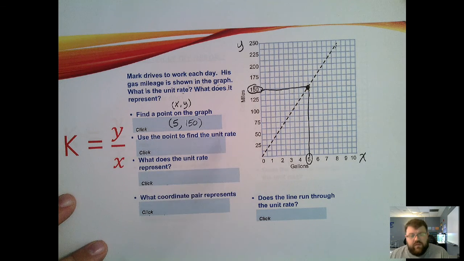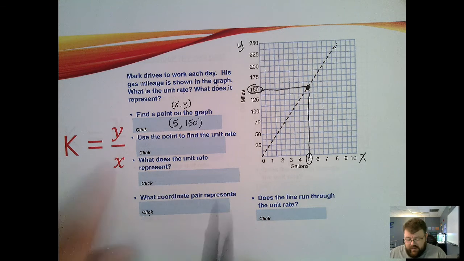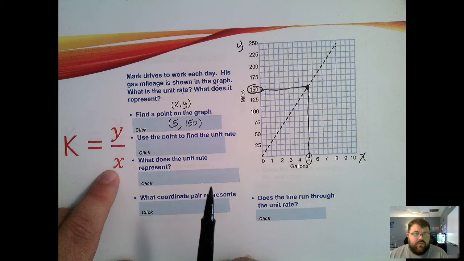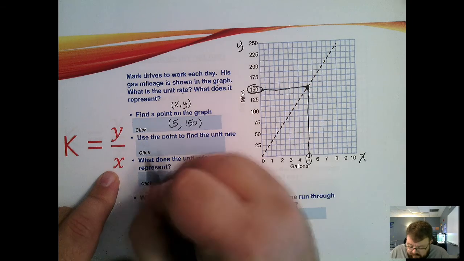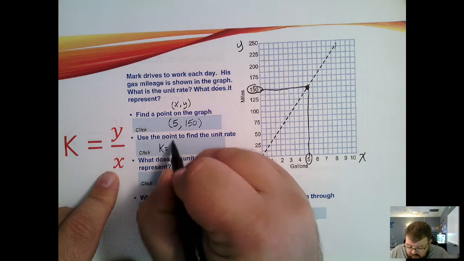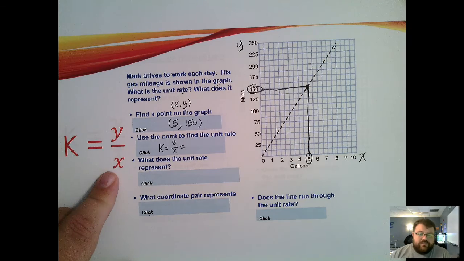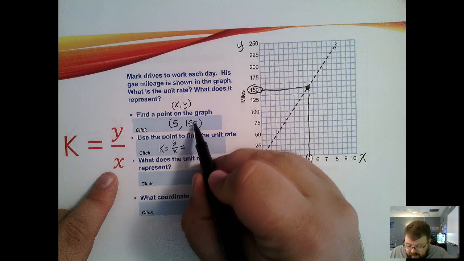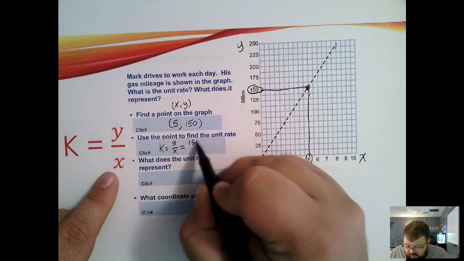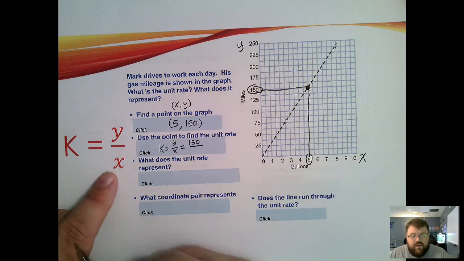Use the point to find the unit rate. Well, unit rate, remember, is the same thing as constant of proportionality. This is your equation for constant of proportionality. So we have k is equal to y divided by x is equal to, the y value is 150, the x value is 5.